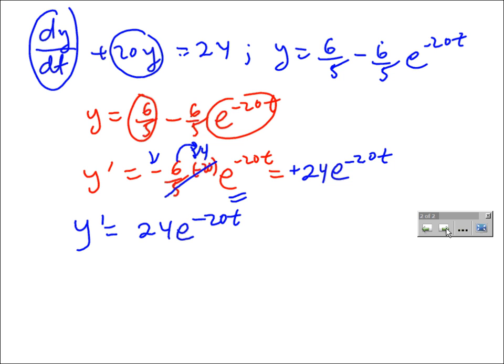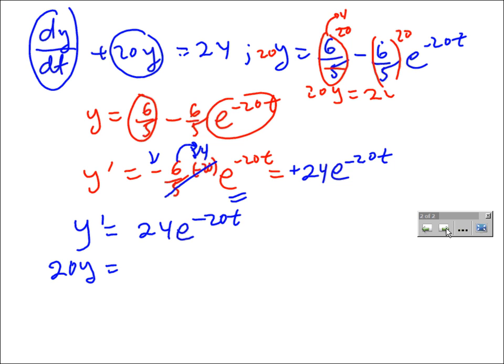Alright, wonderful. What's 20 times y? What do you get when you multiply by 20? Well, 5 goes into 20 4 times. So 20y will be 6 times 4 minus 20 goes in there. 5 goes into 20 4 times. And 6 times 4 is still 24 times e to the negative 20t. So you get 24 minus 24e to the negative 20t.